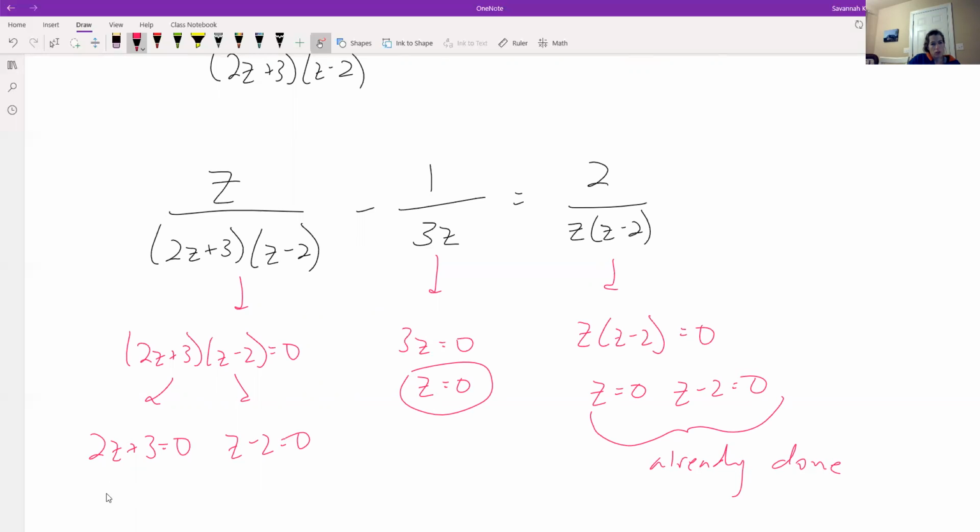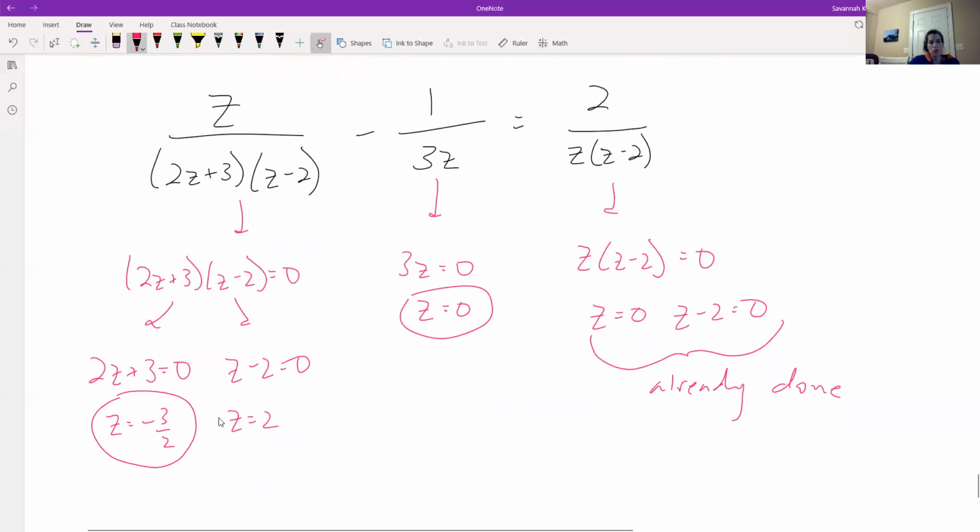So z equals 3 halves, z equals 2. So much going on here. I'm going to circle, circle, circle. All of that is possible extraneous solutions.